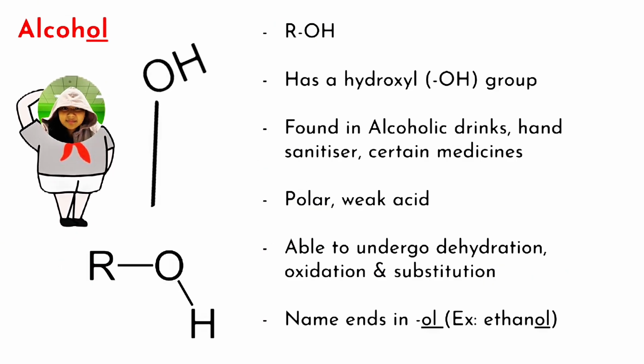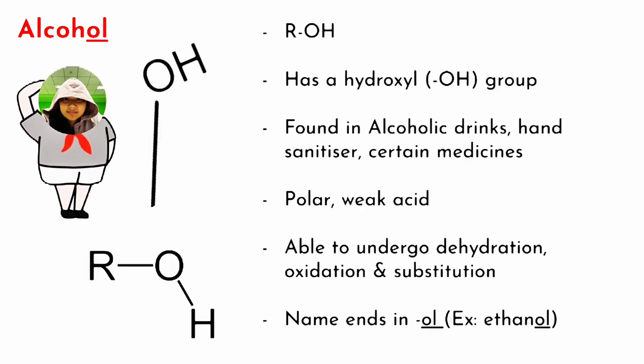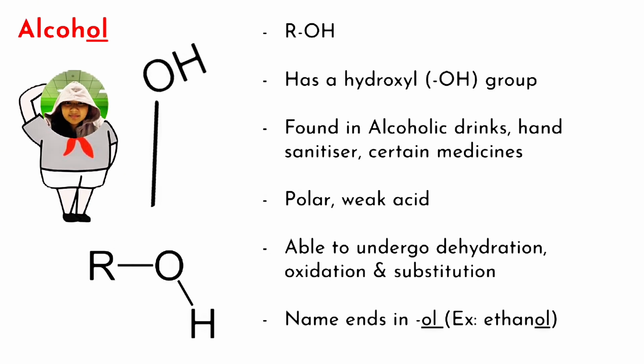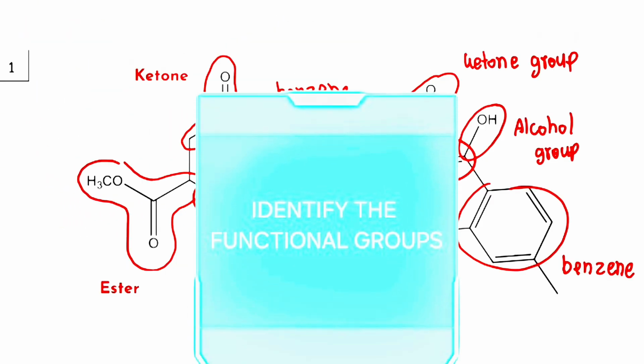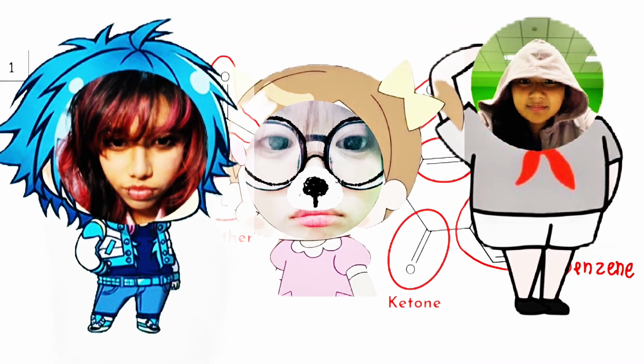So number 4, alcohol. The basic structure is ROH, commonly found in ethanol in alcoholic drinks, and methanol in some medicines. It is polar, so it mixes well with water, and can act as a weak acid. It can take part in reactions like oxidation.